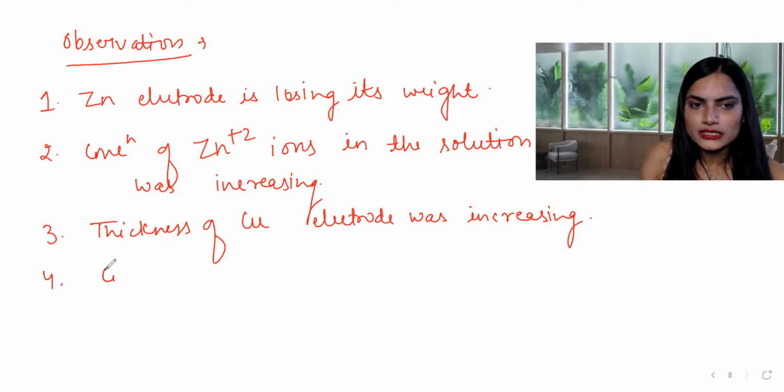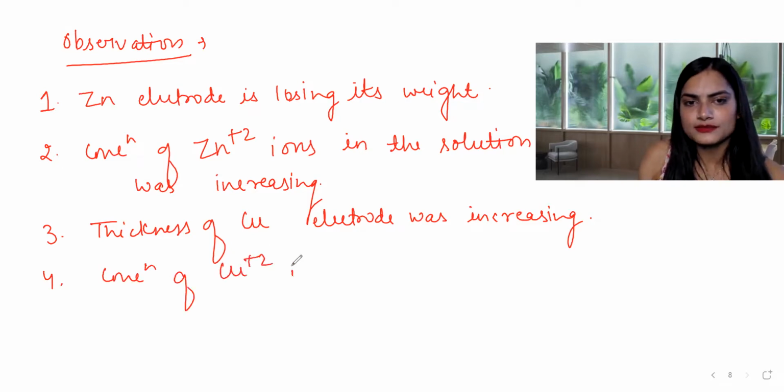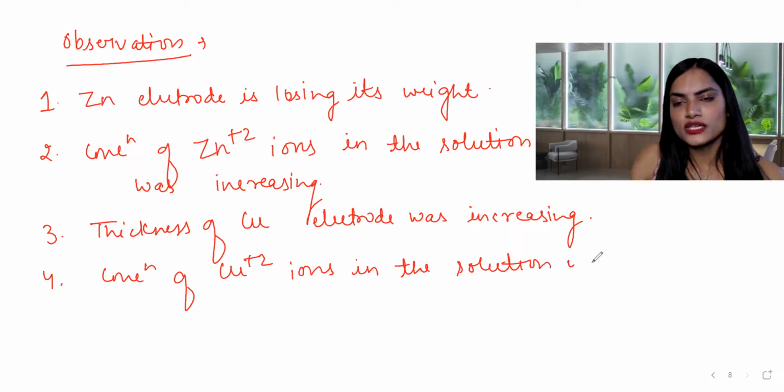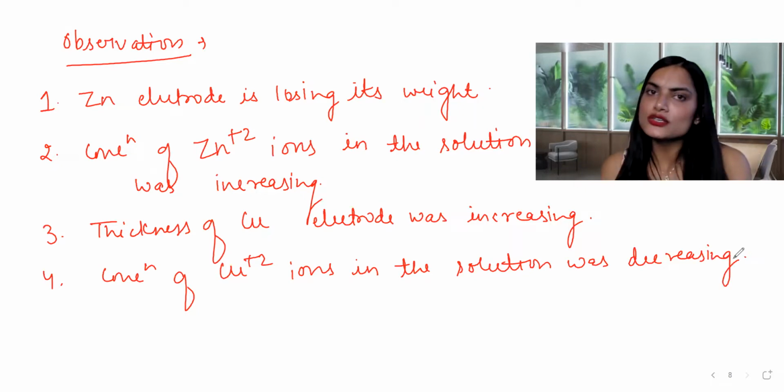So I'm writing here that the concentration of copper plus 2 ions in the solution was decreasing. Concentration of copper plus 2 ions in the solution was decreasing.